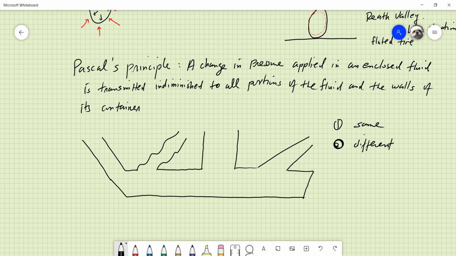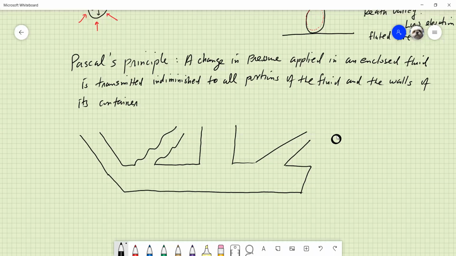They're the same. Why? Now, the reason is we explained the Pascal principle. Pascal principle said that inside the container, the pressure will be the same everywhere. So therefore, if you fill the water inside, they will all be at the same level.